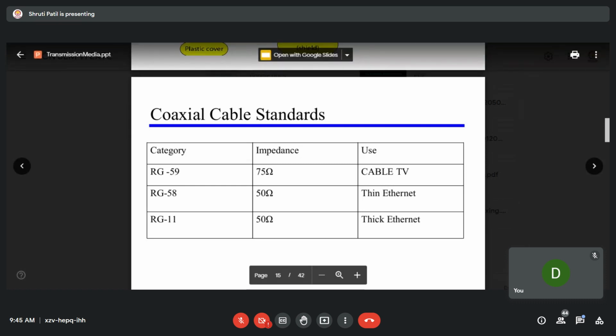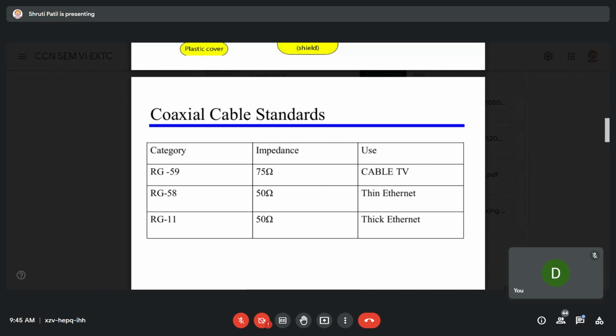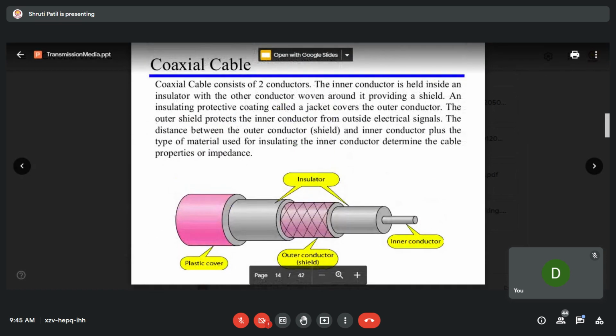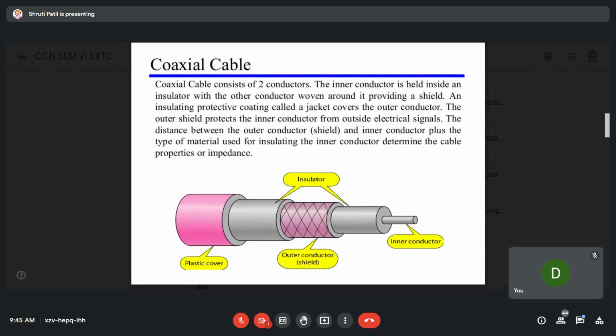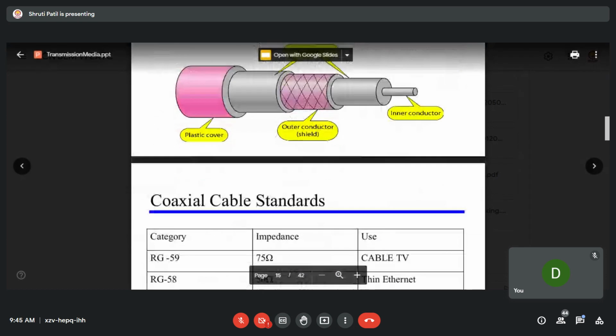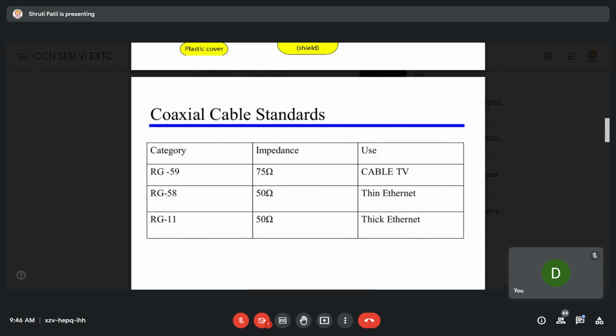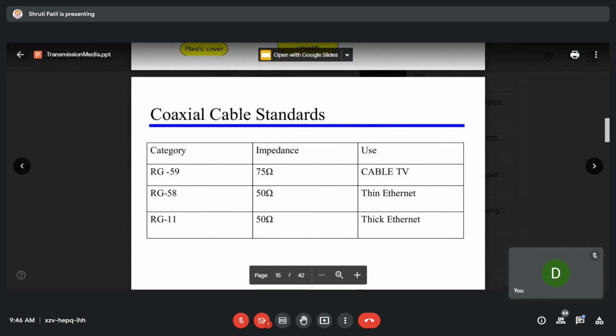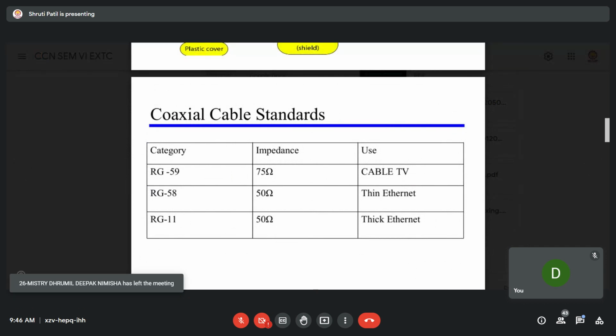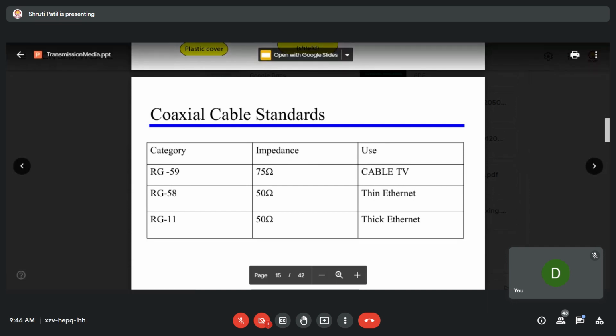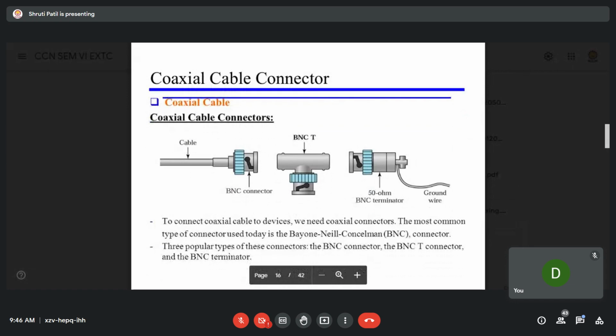So for coaxial cable standards, you have different categories, RG 59, 58, or 11. Depending upon that, there are different properties and different impedance, different characteristics. So the applications are also different. You have cable TV, thin Ethernet, or thick Ethernet.